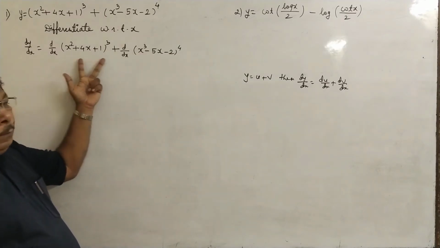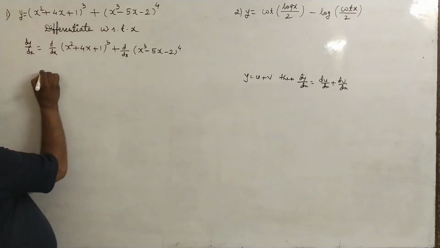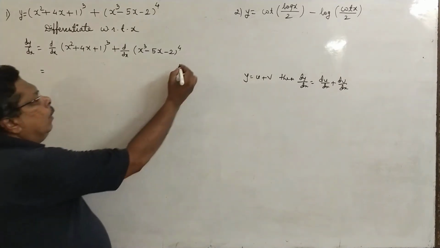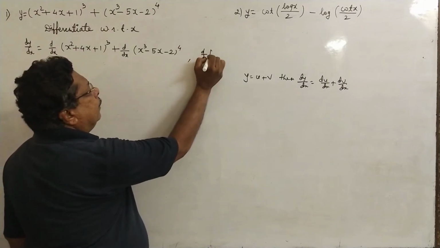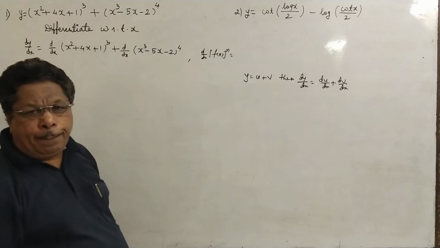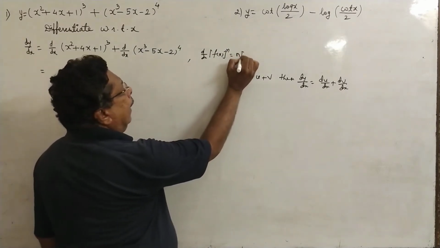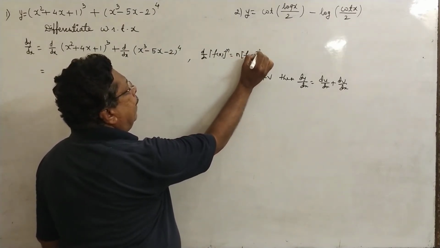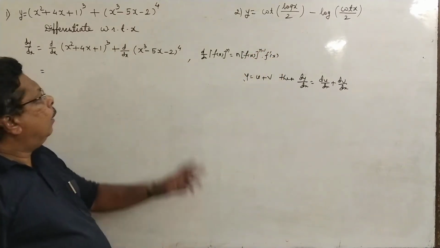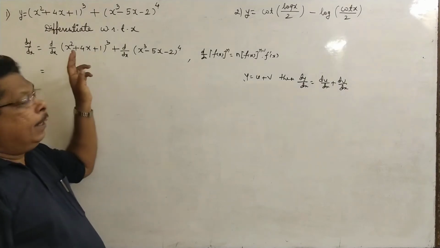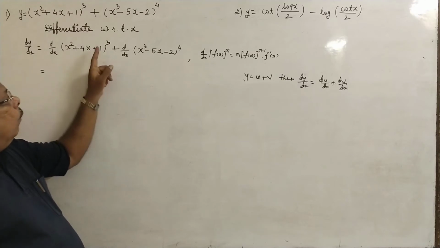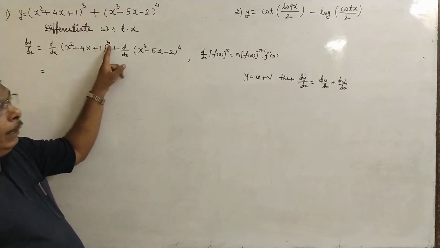Now take the derivative of this term. How can we take the derivative of this term? Say this term is suppose f(x). What is the derivative of f(x) raised to n? The derivative of f(x) raised to n is n into f(x) raised to n minus 1 into f dash x. What is f(x) here? f(x) is equal to x square plus 4x plus 1. What is n? n equal to 3.